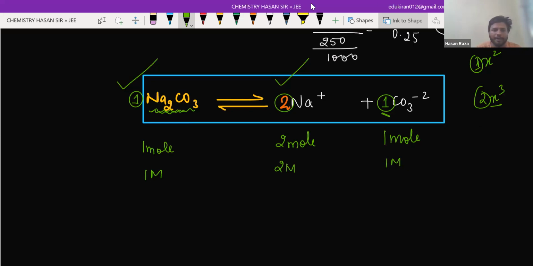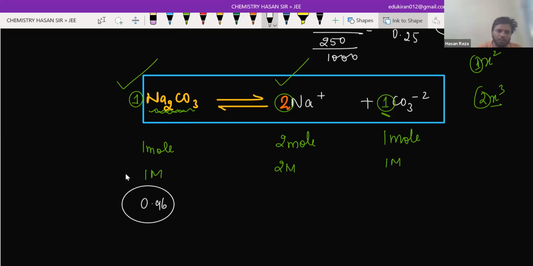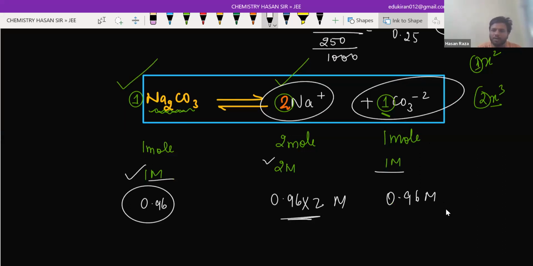Are you getting my point? Yes, sir. Since you get 0.96, and 1 is giving 2, 0.96 will give you 0.96 into 2. 1 will give 1, so 0.96 will give 0.96 m. So this is the molarity of Na plus and the molarity of CO3 minus 2. Is that clear, everyone?